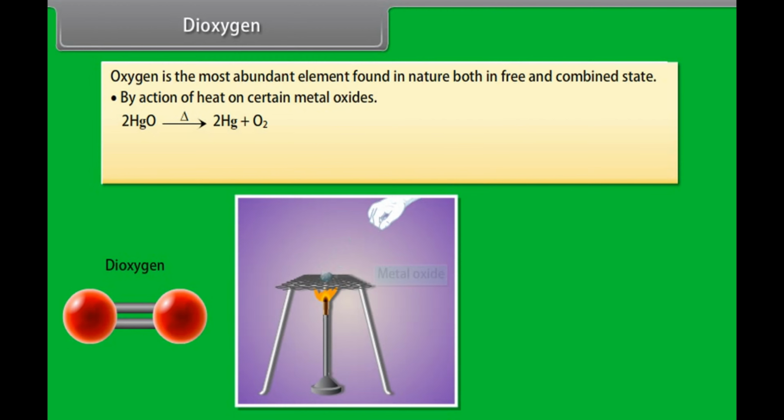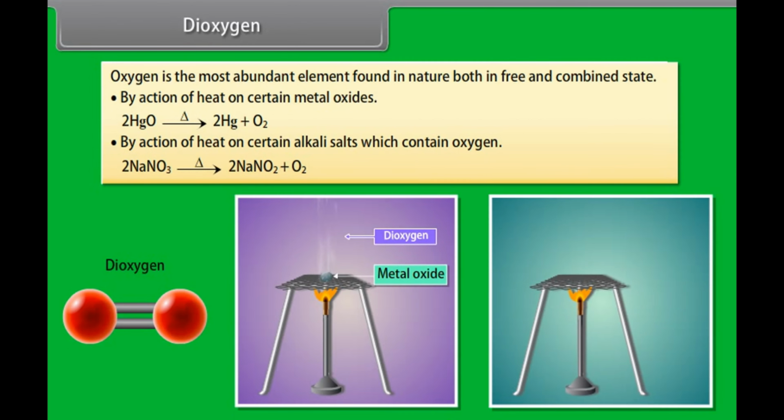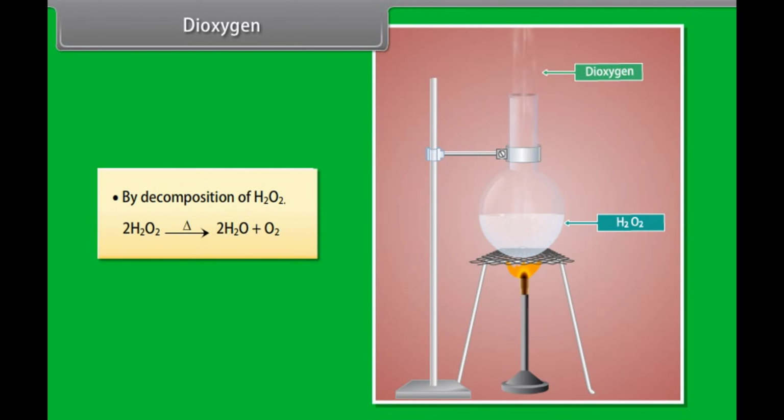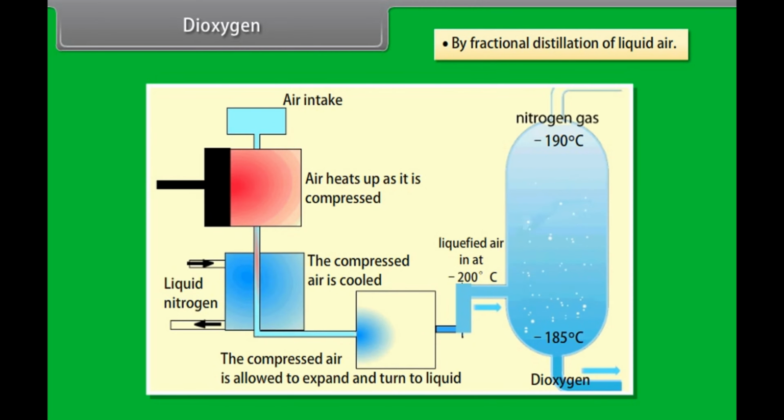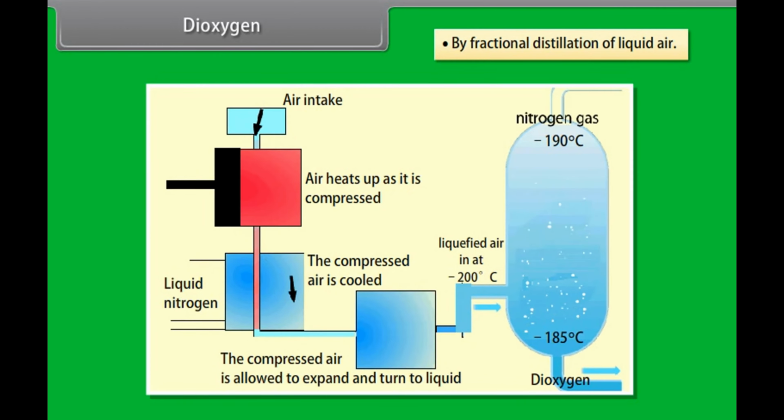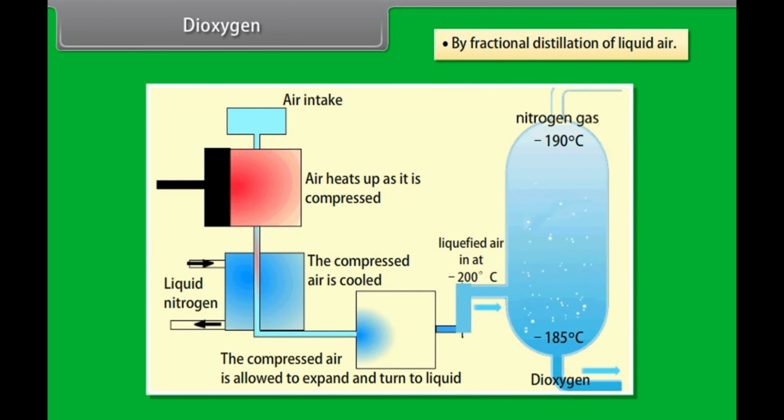By the action of heat on certain metal oxides. By the action of heat on certain alkali salts which contain oxygen. By decomposition of H2O2. On commercial scale, dioxygen is manufactured by electrolysis of water. By fractional distillation of liquid air. When liquid air is distilled, nitrogen with lower boiling point distills out first, leaving behind practically pure dioxygen.